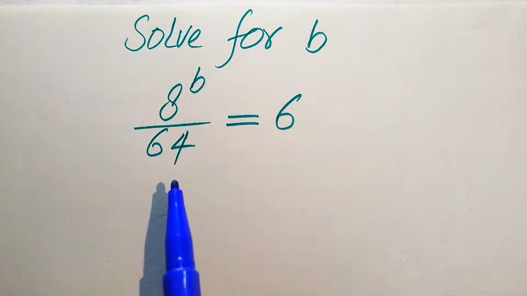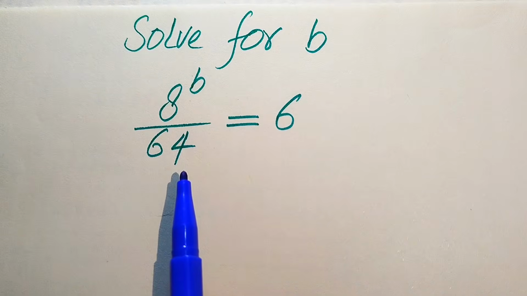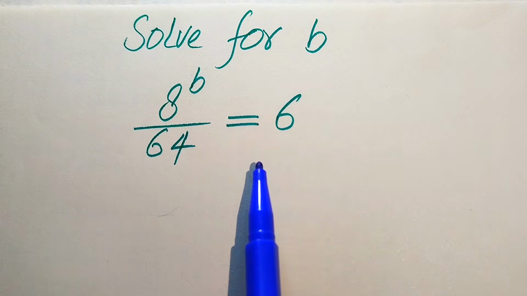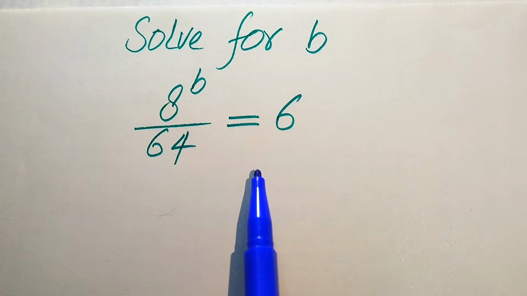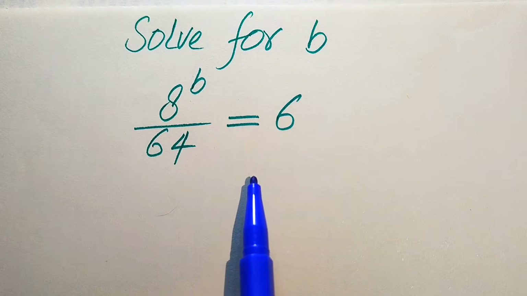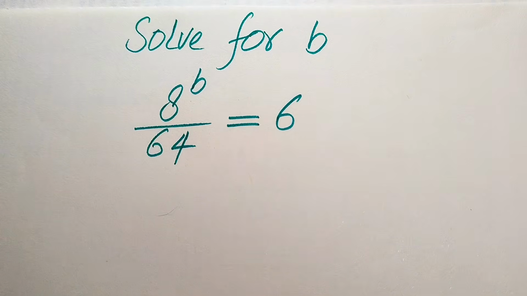So we have 8 to the power of b divided by 64 is equal to 6, and we solve this problem for all the values of b. First we need to find all the roots of this equation, and at the last we will verify which of the roots are solutions and which of the roots are extraneous roots.